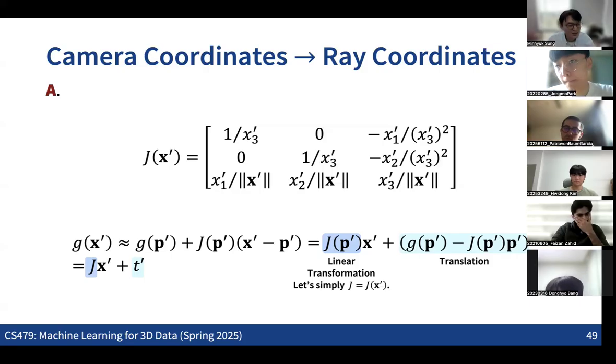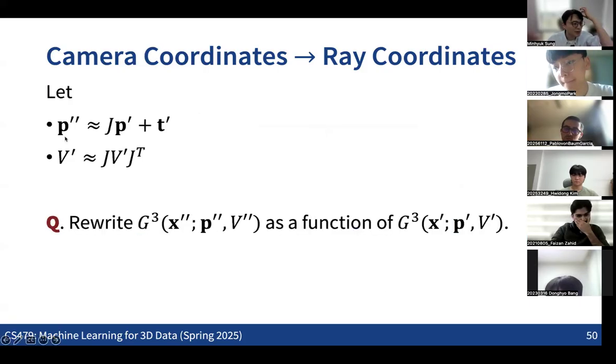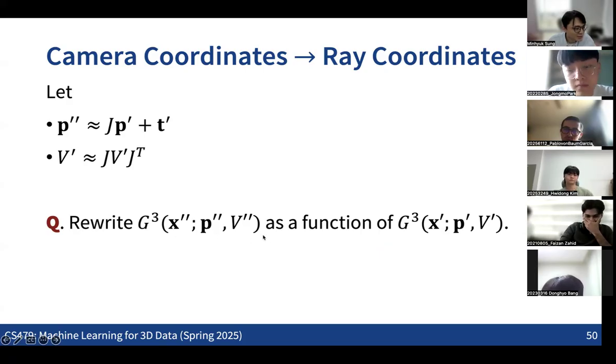So what you can see is that the center of the Gaussian in the ray coordinate system, the double prime, is defined in this way, and the variance of the Gaussian kernel in the ray coordinates is defined in this way. We can also see that the Gaussian kernel in the ray coordinates can be written with respect to the Gaussian kernel in the camera coordinates, as we have done in the previous slide. It's basically the same thing because everything is a linear transformation, right?